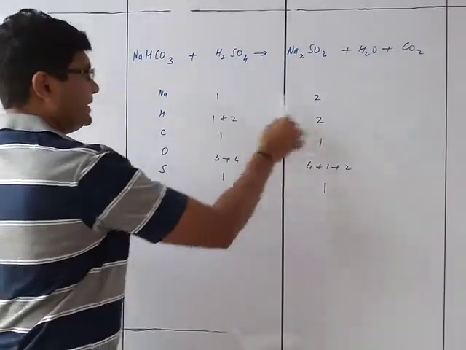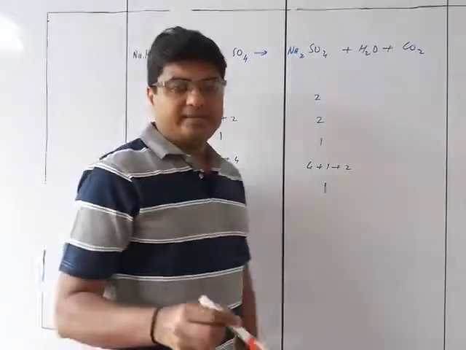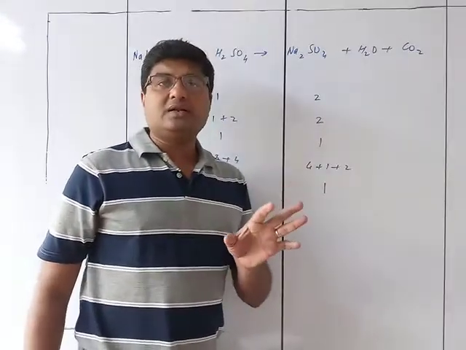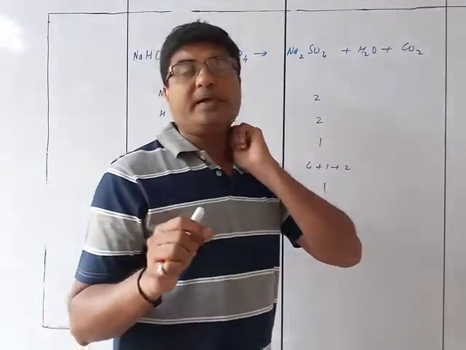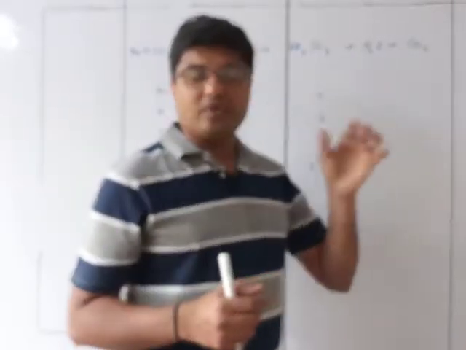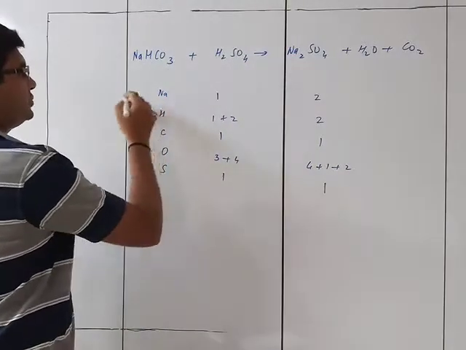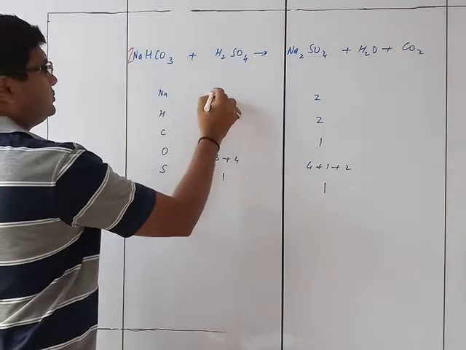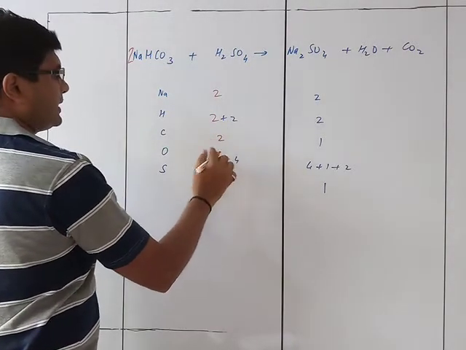So I can see that the Na is not balanced. So the first thing I will always do is try to balance the metals. If you balance the metals first, it's always easier. The last things to balance will be hydrogen and oxygen, because normally hydrogen and oxygen are spread in different places. So it's always better to use the metals first. So here, if I take this as 2 over here, this becomes 2, this becomes 2, this becomes 2, and this becomes 6.